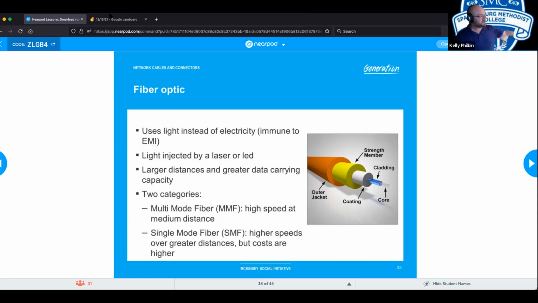All right. Also, the light in it is injected by one of two things. It's either a laser or an LED, or light emitting diode. Fiber optic is somewhat flexible. There actually is a measurement to determine how much you can bend a fiber optic over a certain distance before it will actually break. So yes, Cynthia.